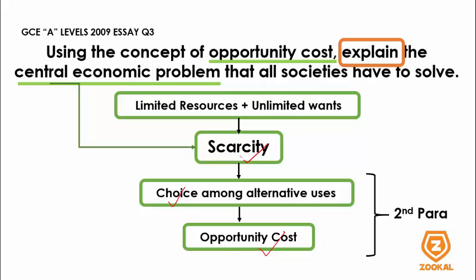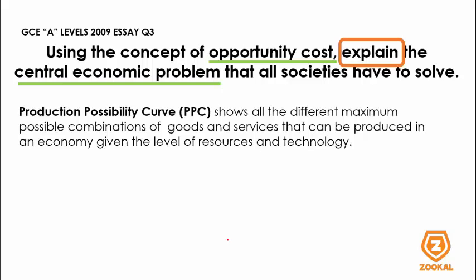Now, we have already talked about scarcity, choice, and opportunity cost. For your main body, you need to tell the examiner a concept that will bring together these 3 words that you have mentioned previously. So, the concept will be explained using the production possibility curve, or PPC. PPC shows all the different maximum combinations of goods and services that can be produced in an economy given the level of resources and technology.